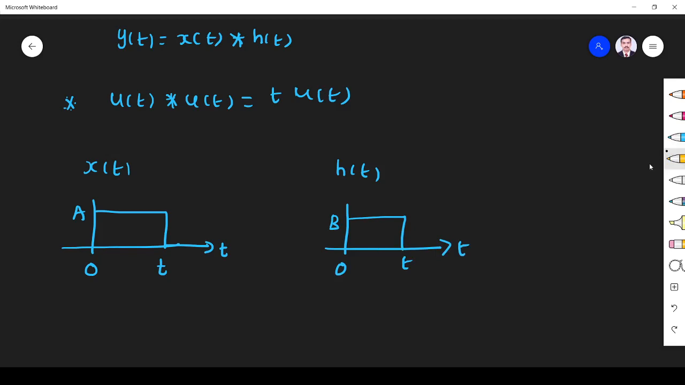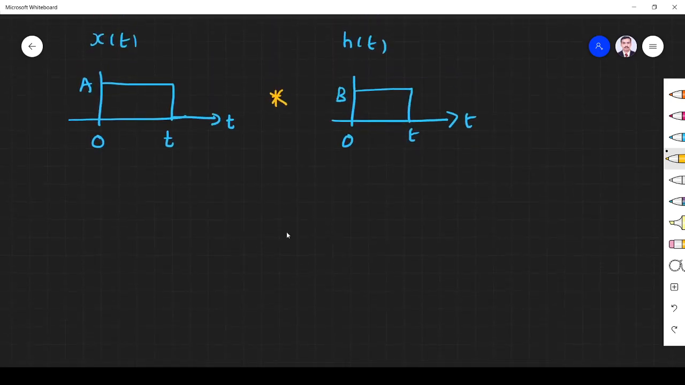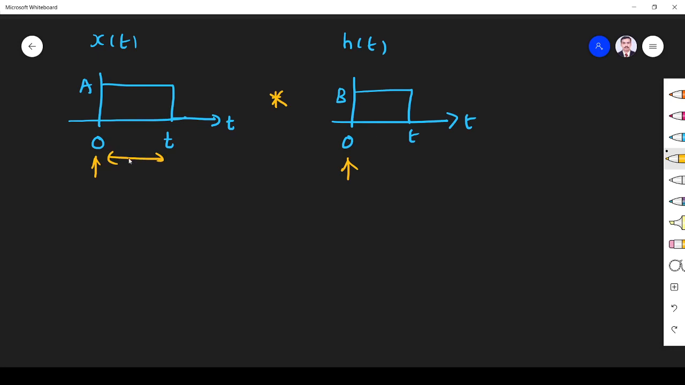So if you want to perform convolution between the input and the impulse response, and you want to get the output y of t, the shortest method is, first you add the starting point of input and impulse. The condition here is that both input and impulse response have the same length of time. Here the total length of time is t, and here also t. So that is case 1.